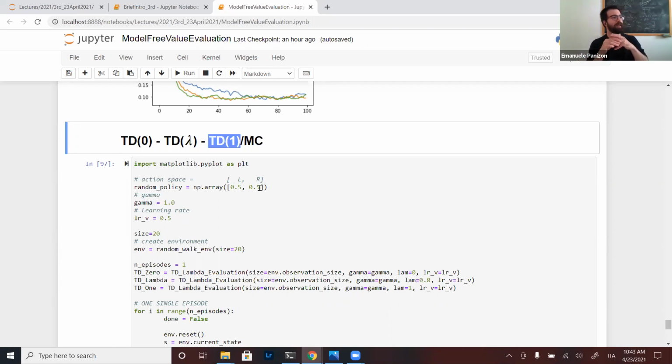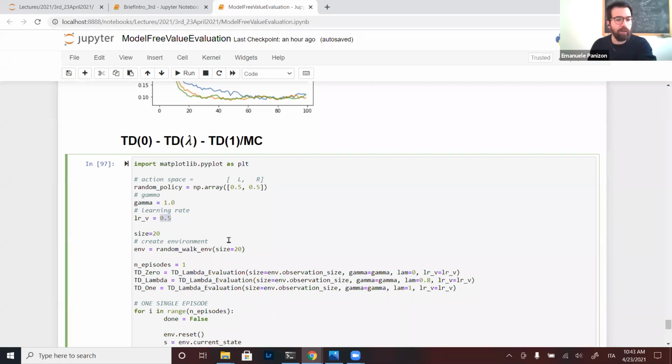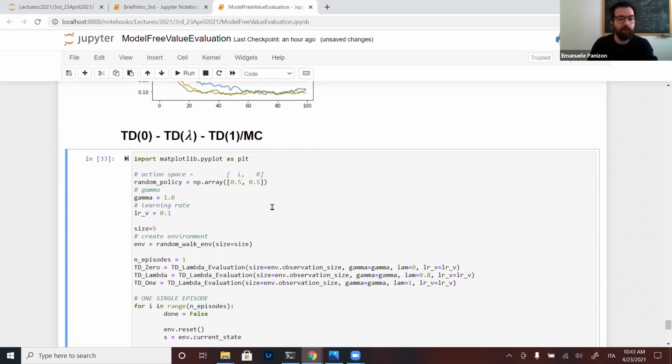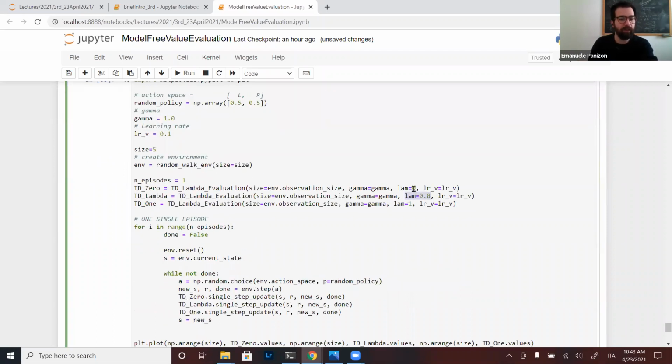But now I want to see, at the end of the first episode, what is the actual value they predicted starting from 0. I will put just 0.1 as learning rate for all 3, gamma equal 1. Size equal 5, the same as this one. And I'm using lambda equals 0.8, lambda 0, which is TD0, and Monte Carlo.